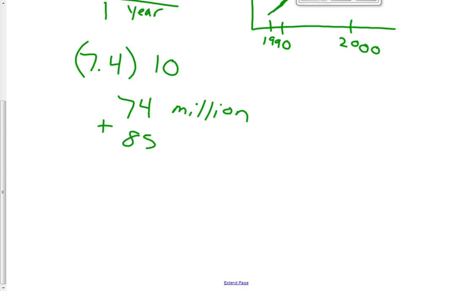So we're going to add 74 plus 85.9 million. We add those two together, and we get 159.9 million.